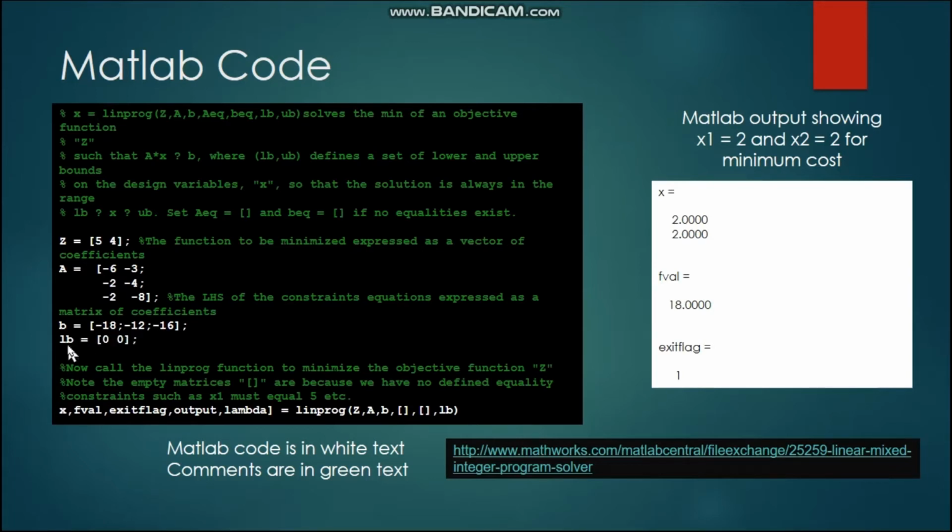The next piece of code sets our lower bounds. Again, we know that the first element refers to x1 and the second element refers to x2. So by putting 0, 0, we are setting x1's lower bound to 0 and x2's lower bound to 0. Next, we make a call to the linprog function. So you will see fval, exitflag, output, lambda is equal to linprog, and then you see open round bracket z, A, B, open square bracket close square bracket, lb.